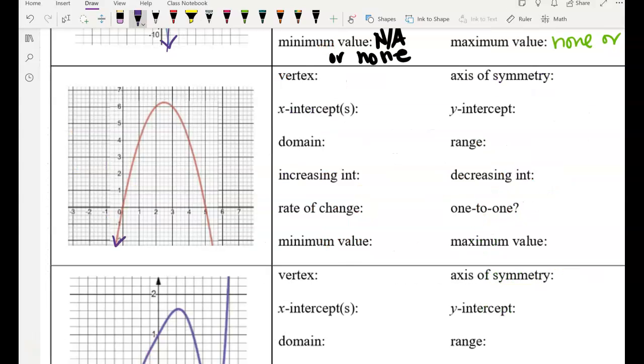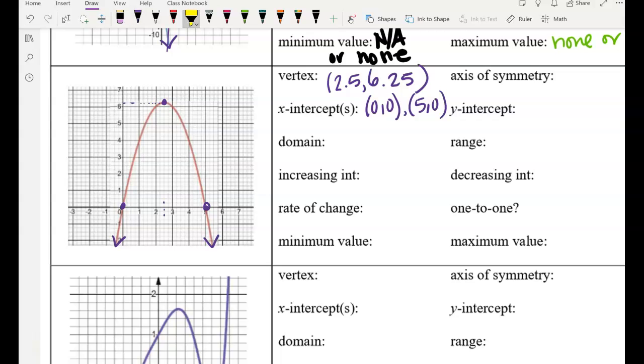All right, let's do this one by adding in arrows. So first thing is the vertex. So here's the highest point, and that is 2.5 and 6.25. Okay, so (2.5, 6.25). X-intercept, yep, we'd have 2, at 0 and at 5. So (0, 0) and (5, 0).